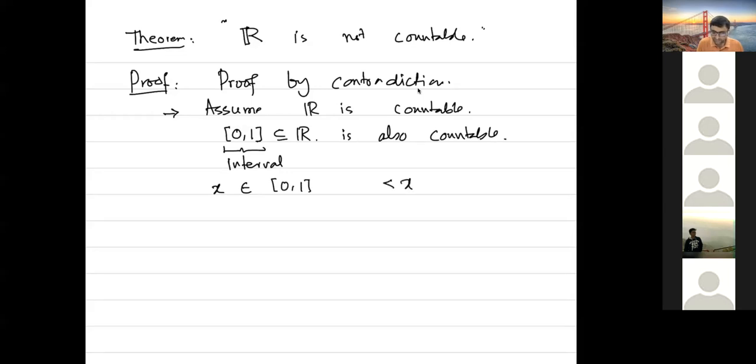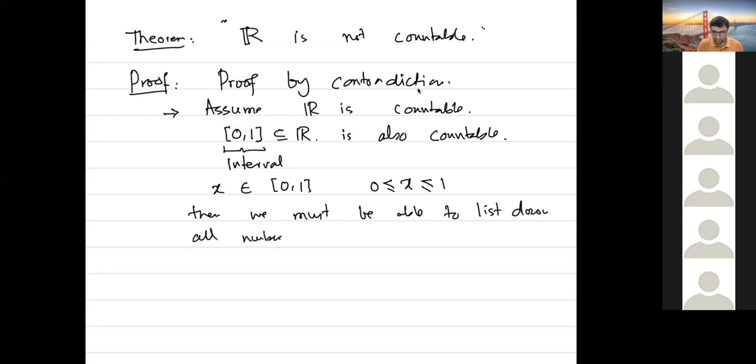Now, imagine any number X that is within this set [0, 1]. Then this X is between 0 and 1, right? It is greater than or equal to 0 and less than or equal to 1. So 0 is there and 1 is there and every other number between 0 and 1 must be there. So if the set is countable, then we must be able to list down all numbers in the set, right? And all those numbers come in the format of 0 point something.